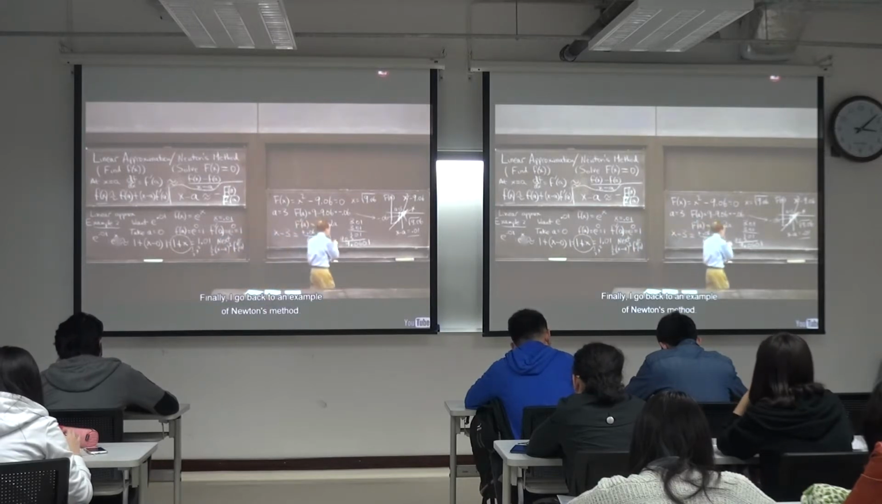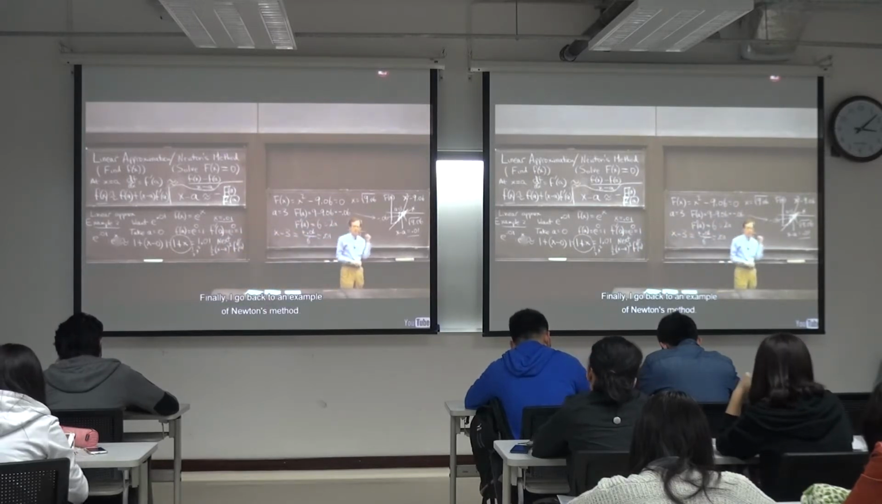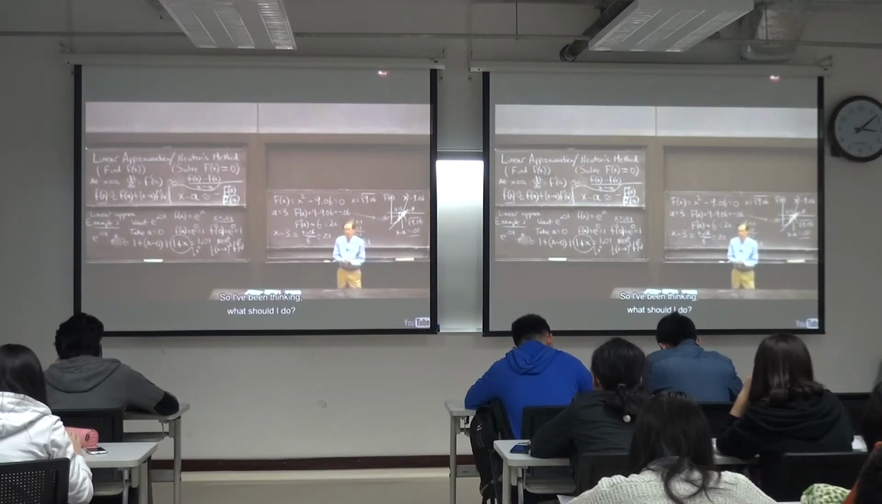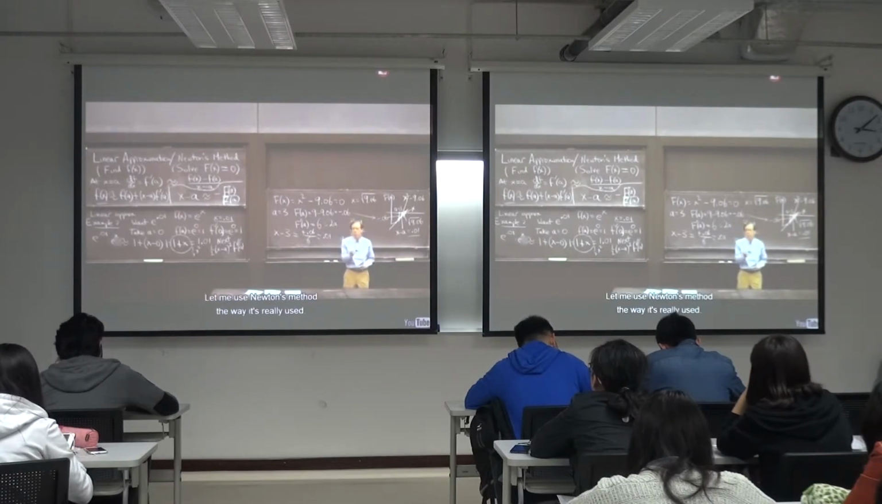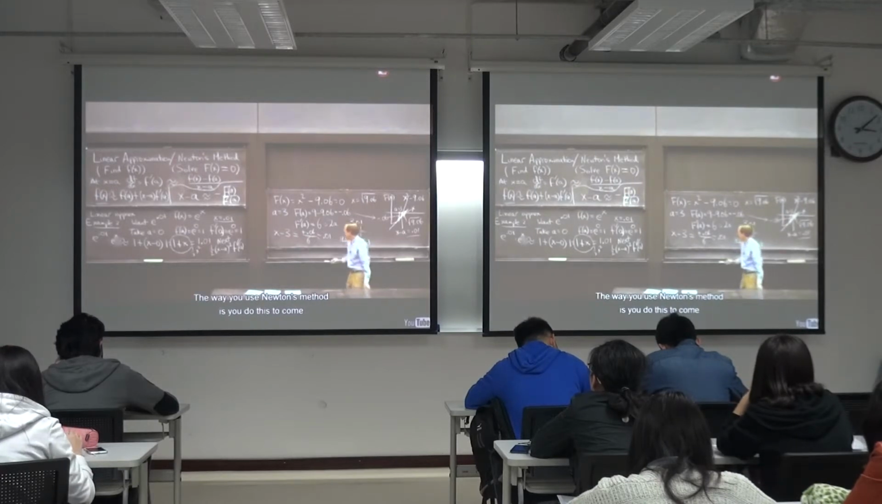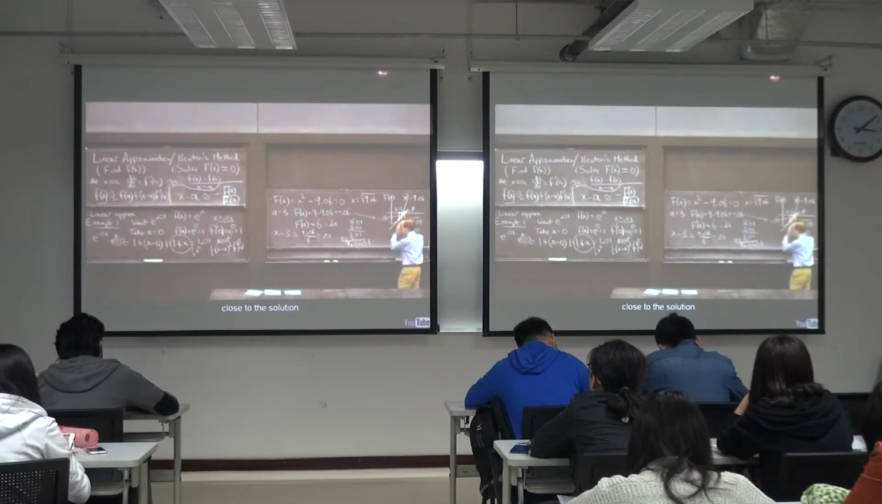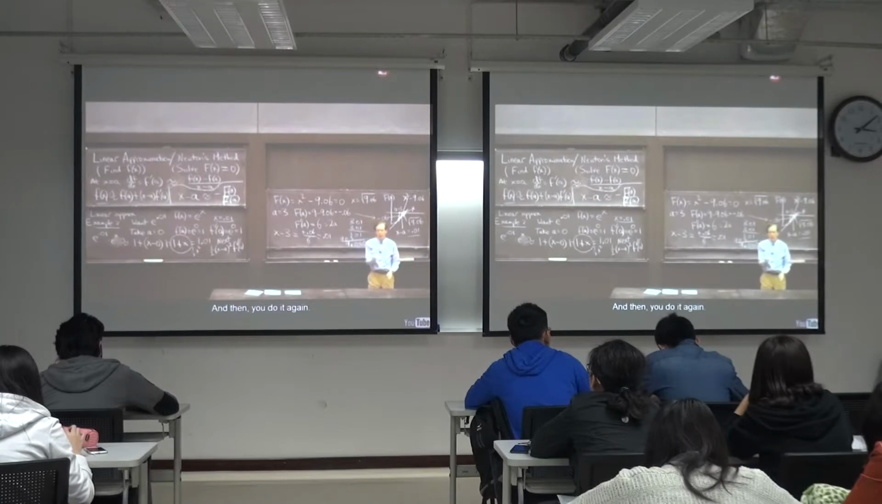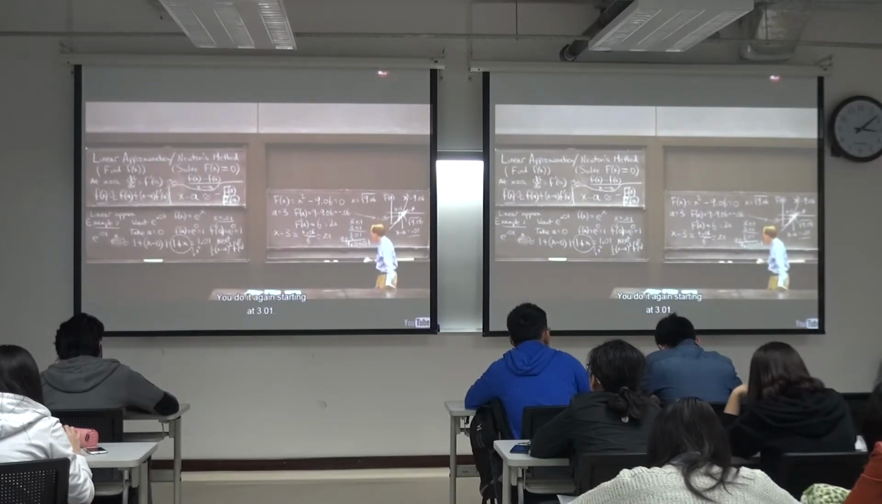Finally, I go back to an example of Newton's method, a second example of Newton's method. So I've been thinking, what should I do? Let me use Newton's method the way it's really used. The way you use Newton's method is you do this to come close to the solution, and then you do it again. You do it again starting at 3.01.